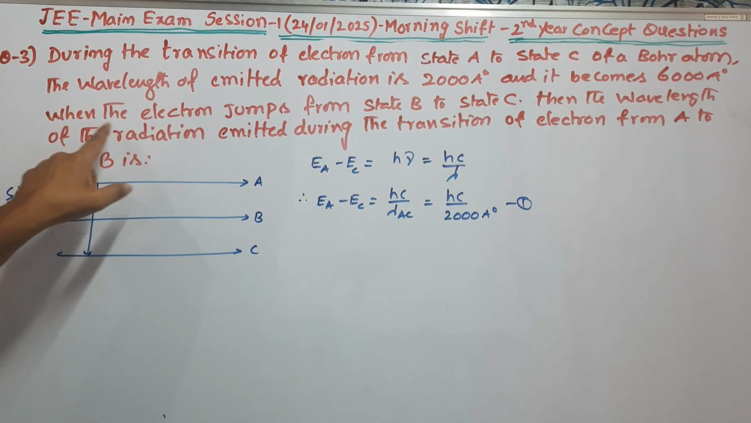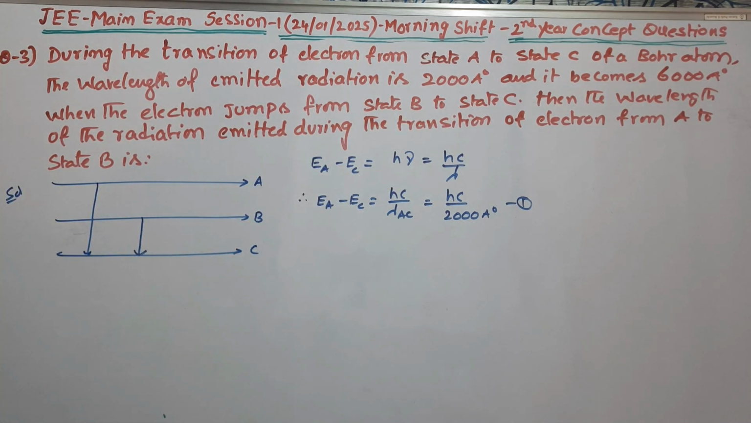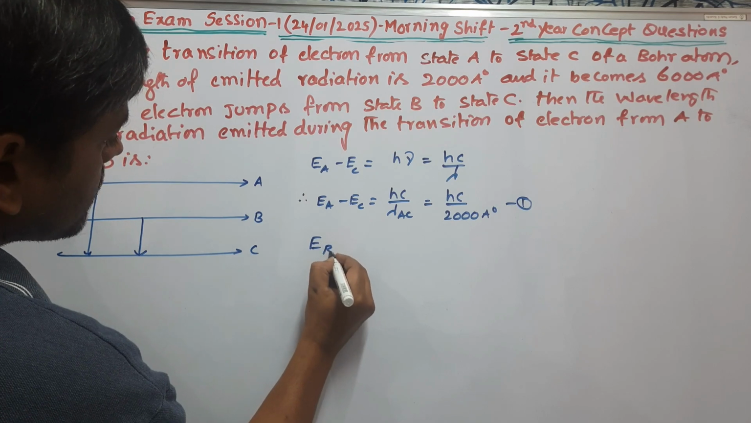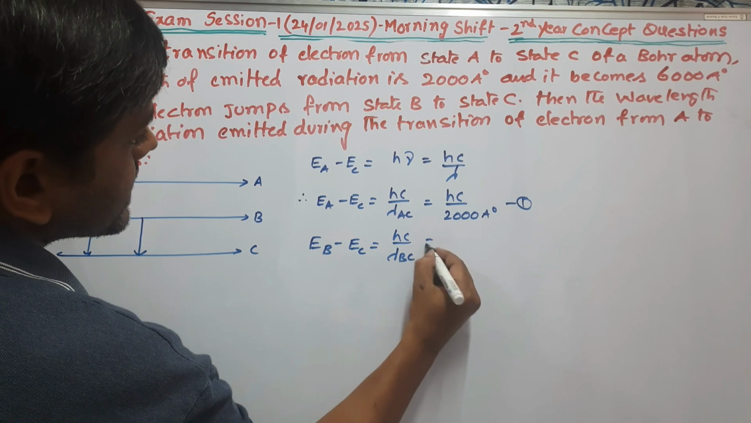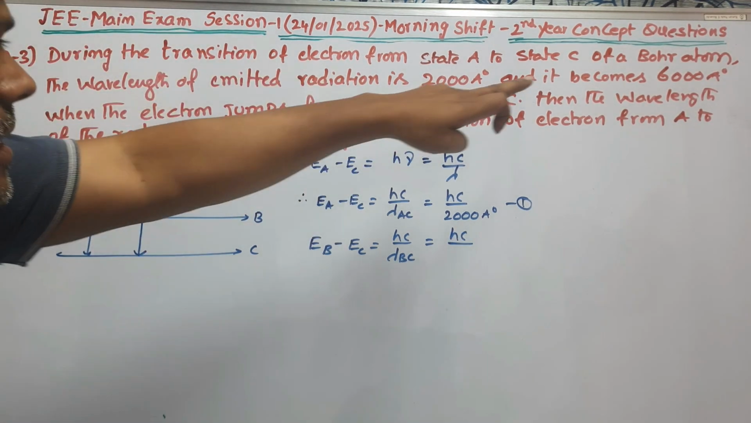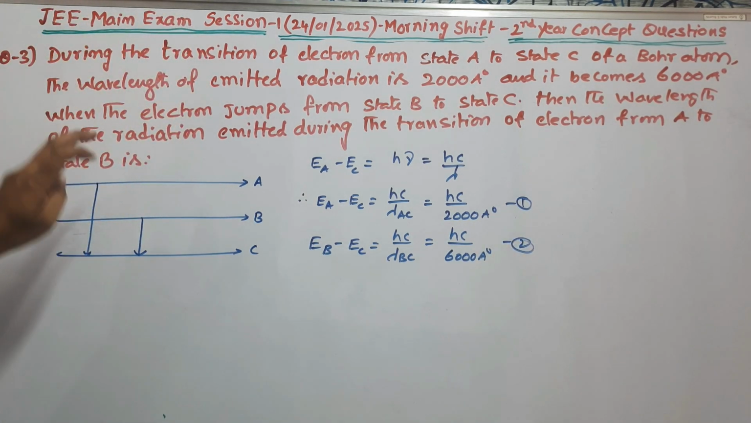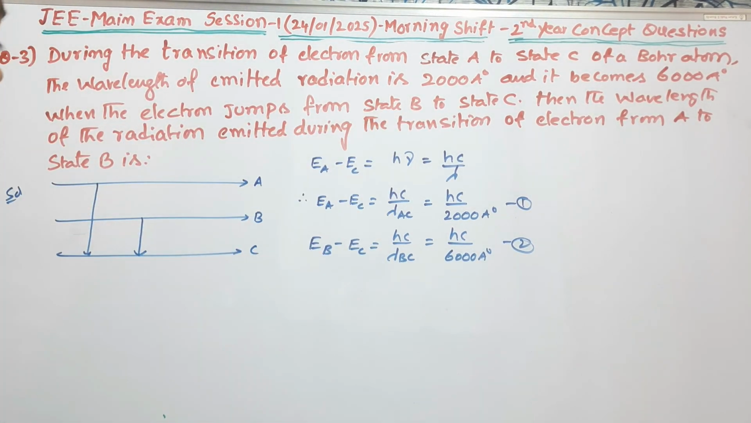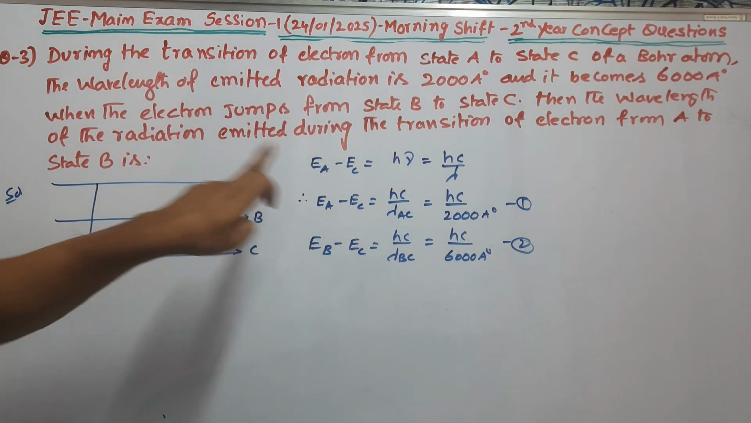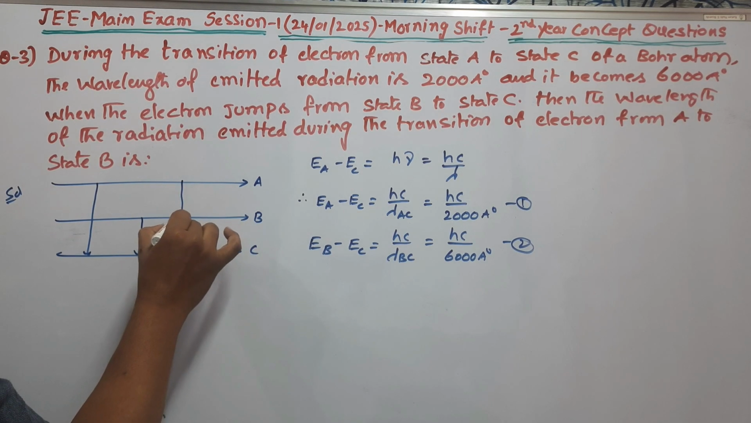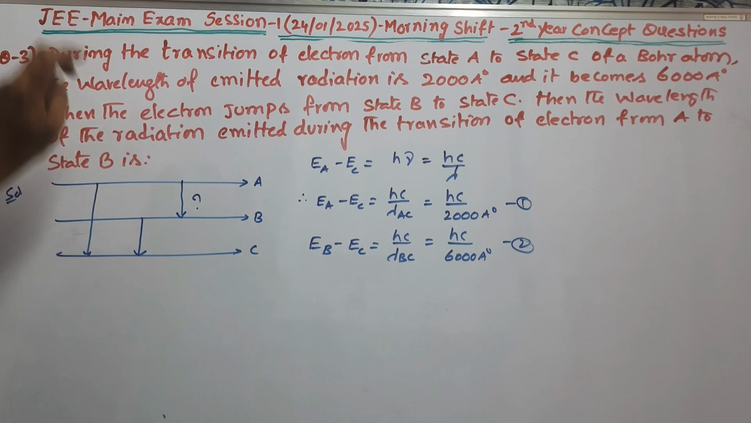Next, it becomes 6000 when the electron jumps from state B to state C. So the difference in energy, EB minus EC, is equal to hc by lambda BC, which is hc by 6000 angstrom. This is equation 2. What is asked is the wavelength of the radiation emitted from the transition of A to B. We want to calculate the emitted radiation wavelength for A to B.